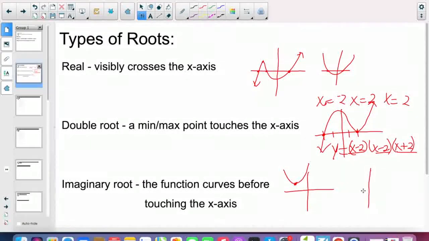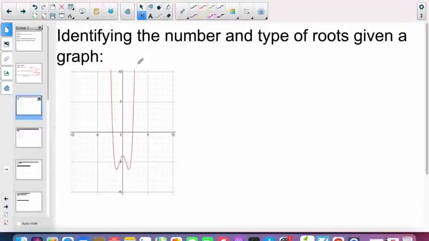You might have something like this, where it crosses at one place, but then that minimum never allows it to touch the x-axis again. And so in that one, we would have one real root right here where it crosses, and two imaginary roots at the minimum that never crosses it. So we've talked about all three of these before. That's just a recap on the type of roots that you could possibly have. We're identifying the number and type of roots given a graph. Okay, so let's say we have this graph.